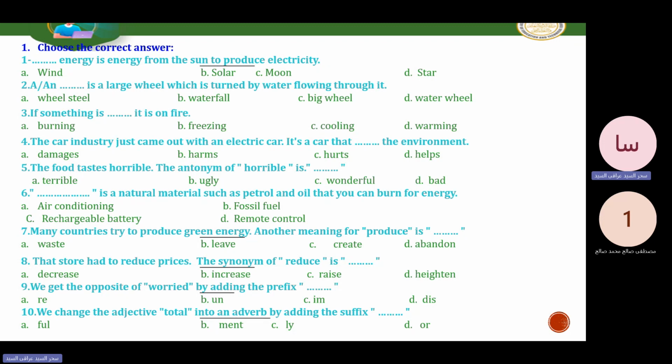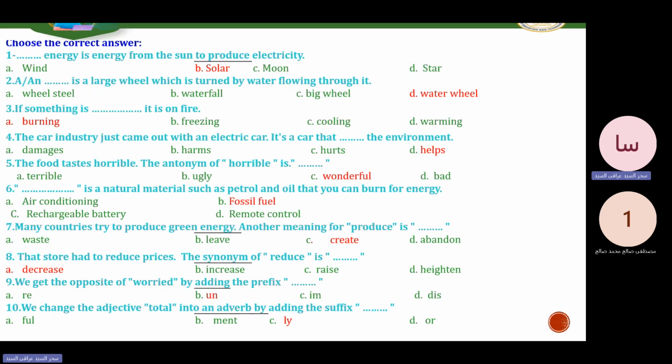Let's get the answers quickly. Our time is running out. Of course, solar energy is energy from the sun. We use it to produce electricity. Number two, a water wheel is a large wheel which is turned by water flowing through it. If something is burning, it's on fire, of course. The car industry just came out with an electric car. It's a car that helps the environment. Of course, electric cars help the environment.